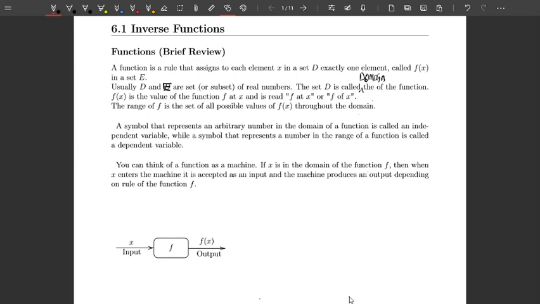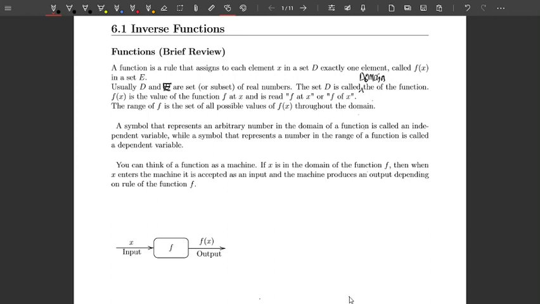So we'll be talking about inverse function in chapter 6. And to do that, it would be very fine if we could review what functions are. I believe many of you may have come across functions in pre-calc or calc 1. But in this place, we just consider a little bit about functions. We are not really going in deep very much into functions.